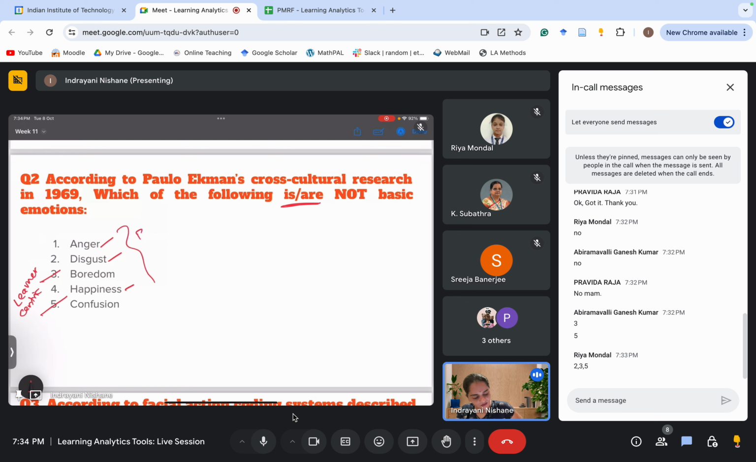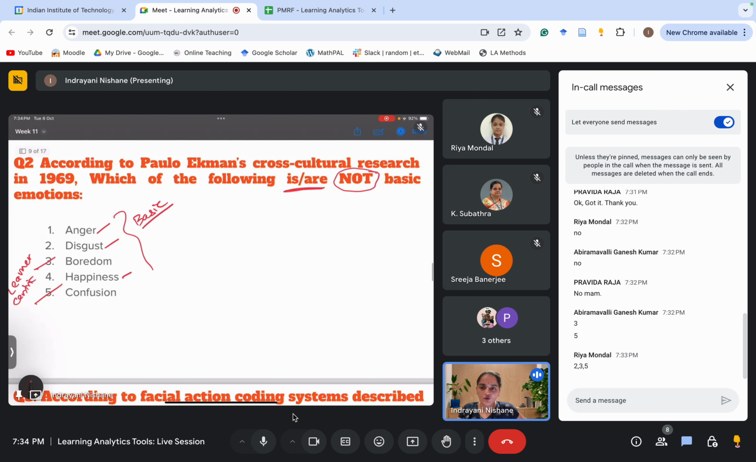and these are all basic. Yeah. So disgust is also one of the basic human emotions, and the question asked is which of the following are not basic emotions. Yeah. So that's why the correct answer is option 3 and option 5. Okay.